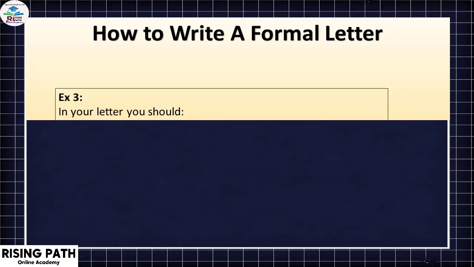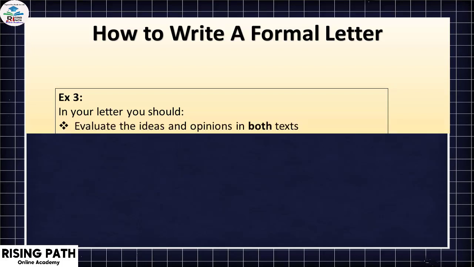Now the instructions for the task are: in your letter you should, number 1, evaluate the ideas and opinions in both texts. That means when you are going to read both texts, you are going to underline the ideas and opinions. You can number them 1, 2, 3, 4, because as you know the reading counts a lot. Reading is important before you come to the writing part of your paper.